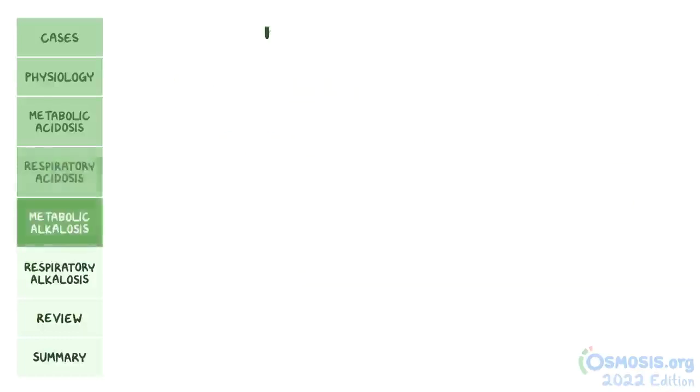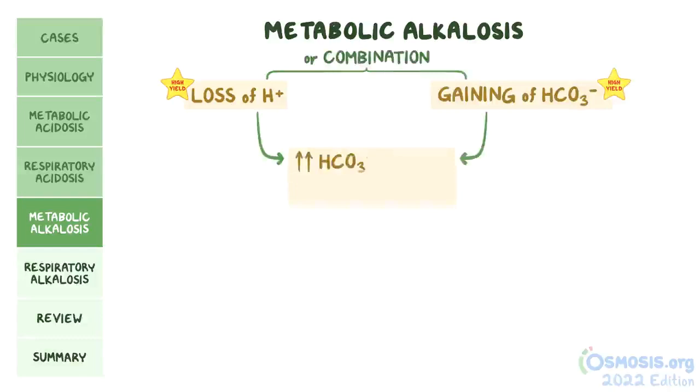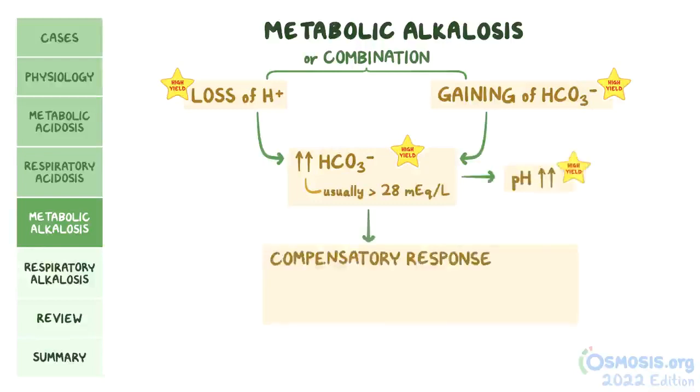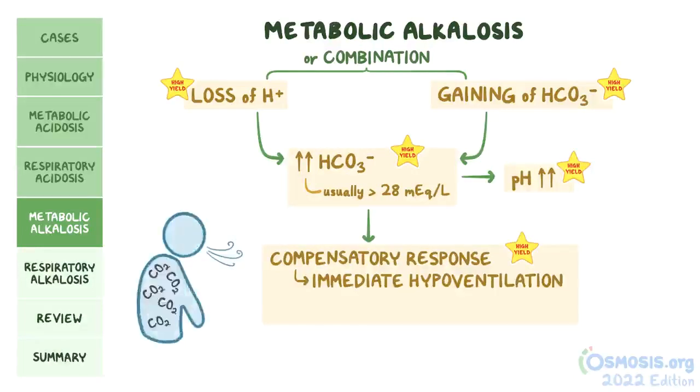Now, let's move on to metabolic alkalosis, and the high-yield concept here is that this can typically arise in two ways: loss of hydrogen ions and gaining of bicarbonate ions, or most often, a combination of these two. Whatever the cause, there's an increase in bicarbonate levels, usually above 28 milliequivalents per liter, which will cause the pH to rise. As a compensatory response, there will be immediate hypoventilation, which will retain more CO2 and in turn increase levels of PCO2.